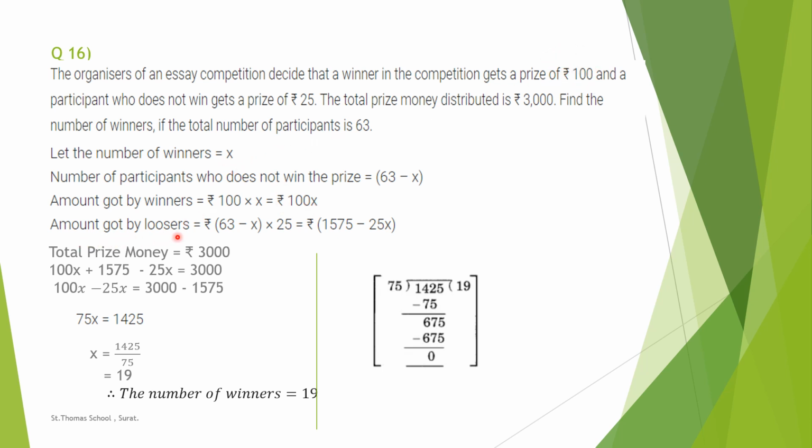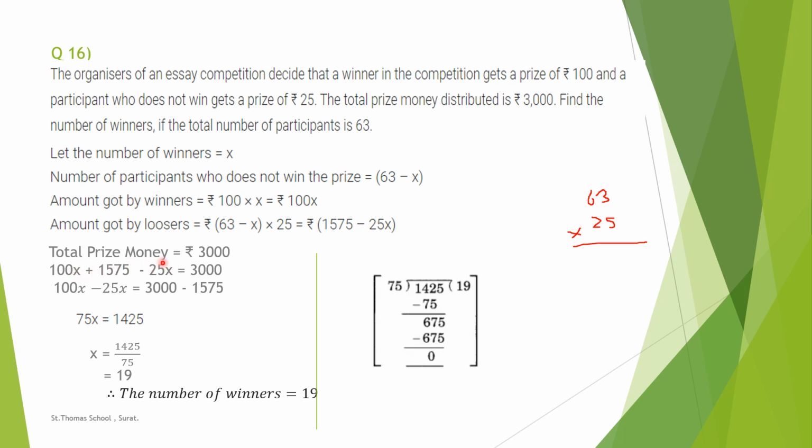Now amount got by losers. Loser will get rupees 25, and how many are there who do not win the prize? 63 minus x. We can write 63 minus x multiplied by 25. Now multiply 63 into 25 yourself. That is all homework only, all multiplication, because you are 8th standard. You have to do all multiplication work yourself. 63 into 25, and check the answer. Is it correct or not? So that I got, that is 1575 minus 25 into x, 25x.